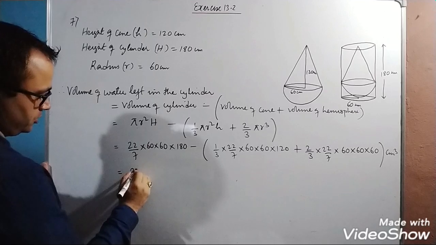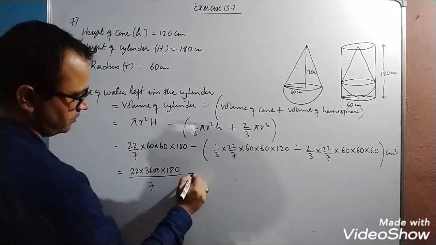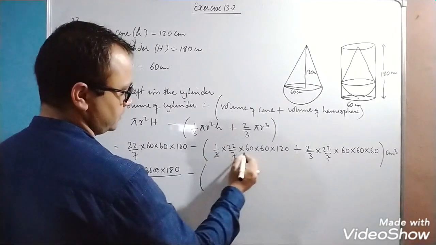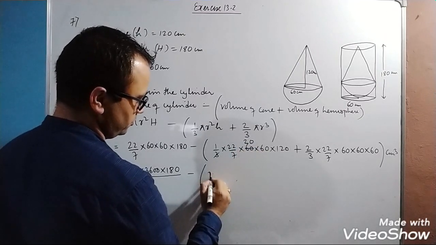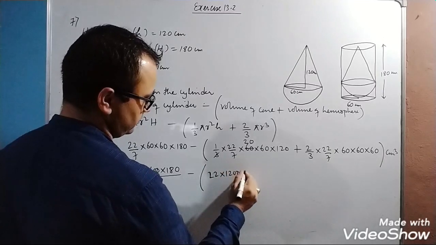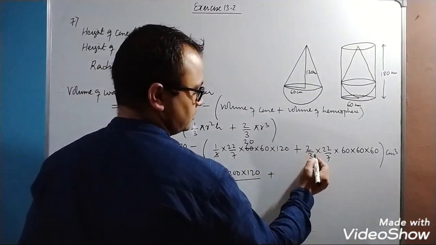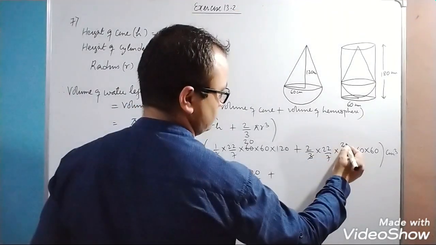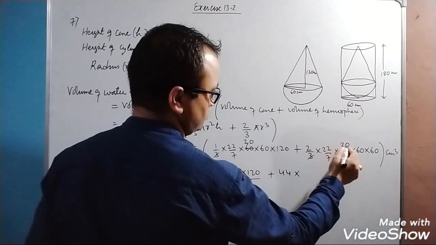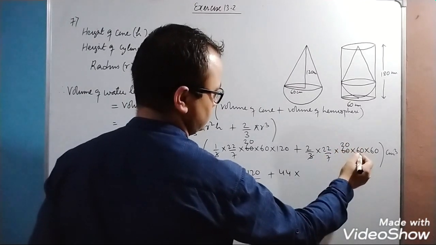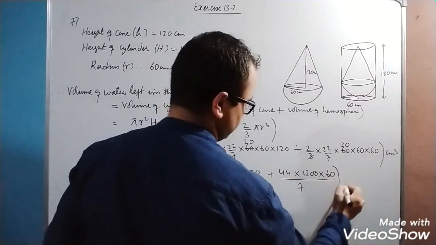Now multiply: 22 into 3600 into 180 divided by 7, minus, we can cancel the 3 with 120, leaving 22 into 1200 into 120 divided by 7, plus 2 into 22 is 44, with 1200 into 60 divided by 7 centimeter cube.